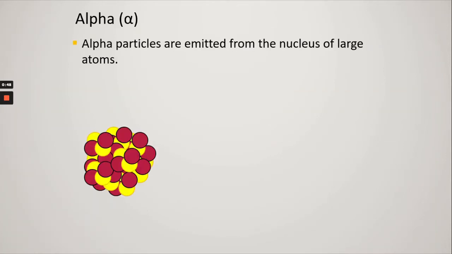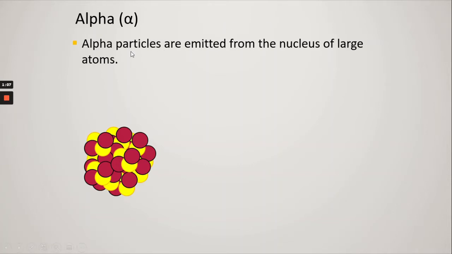So alpha particles, alpha radiation has this symbol here. I think of it as a bit like a little fish. This is the lowercase symbol for the Greek letter alpha. And we've said that atoms emit radiation when they're unstable, and they emit radiation from the nucleus to try and become more stable by changing their proton to neutron ratio.